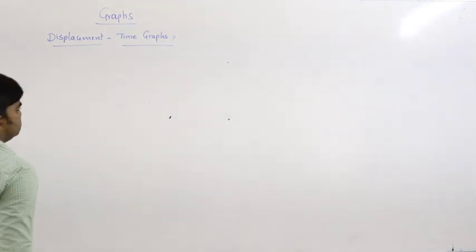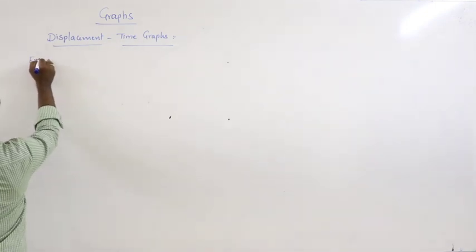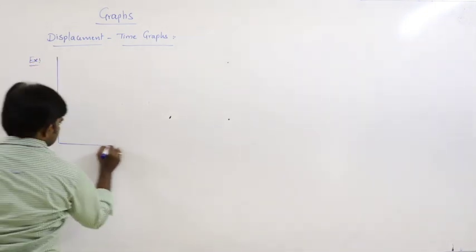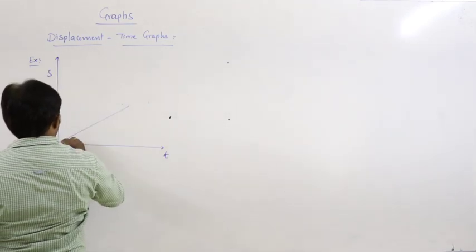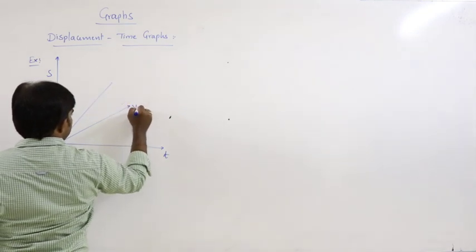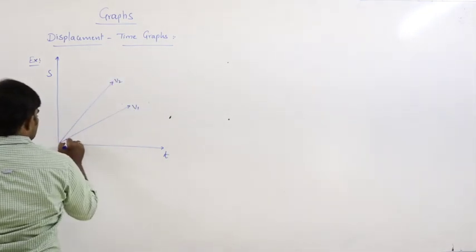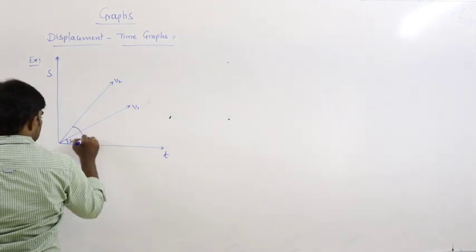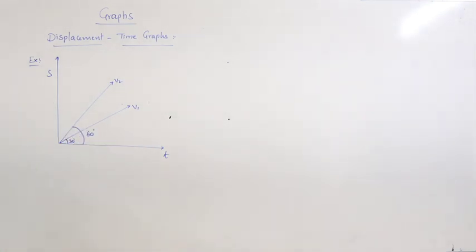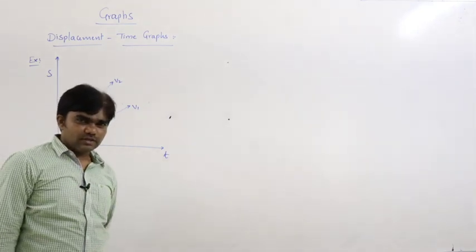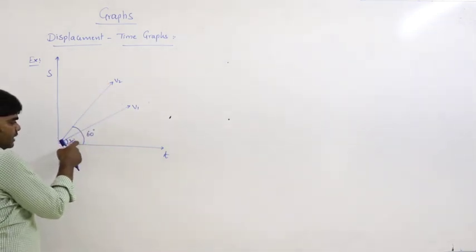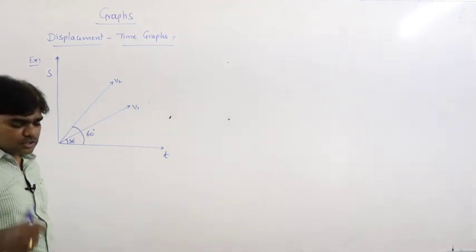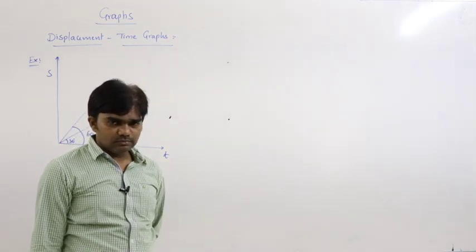So here, let us take an example. This is time and this is displacement. We have two graphs, V1 and V2. Let us say the angles are 30 degrees and 60 degrees. So two graphs are given, one is V1, another one is V2. One angle is 30, another angle is 60.